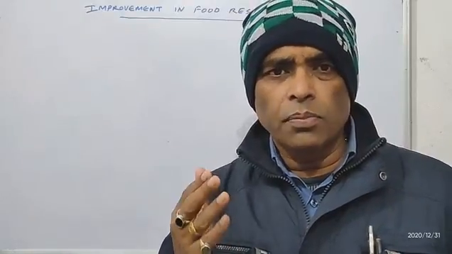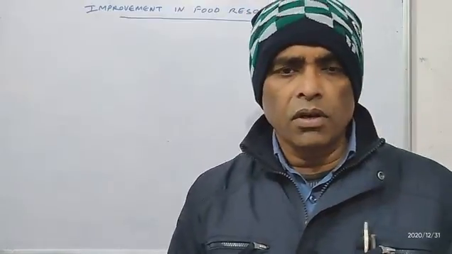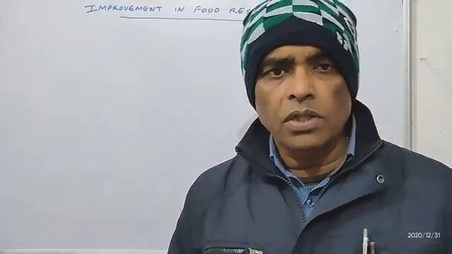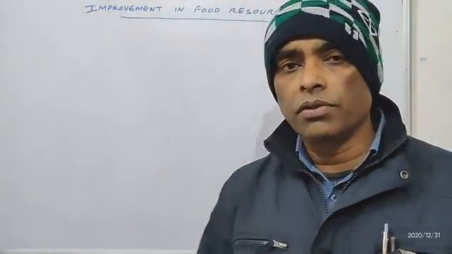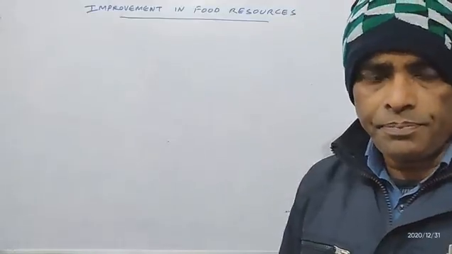You have studied those: plowing, leveling, irrigation, sowing, using fertilizers, and then when the plants grow, the crops become mature, the harvesting, and all those processes we have studied already. In this chapter 9, we are talking not about food resources, we are talking about improvement in food resources. Means we are talking about increasing the production.